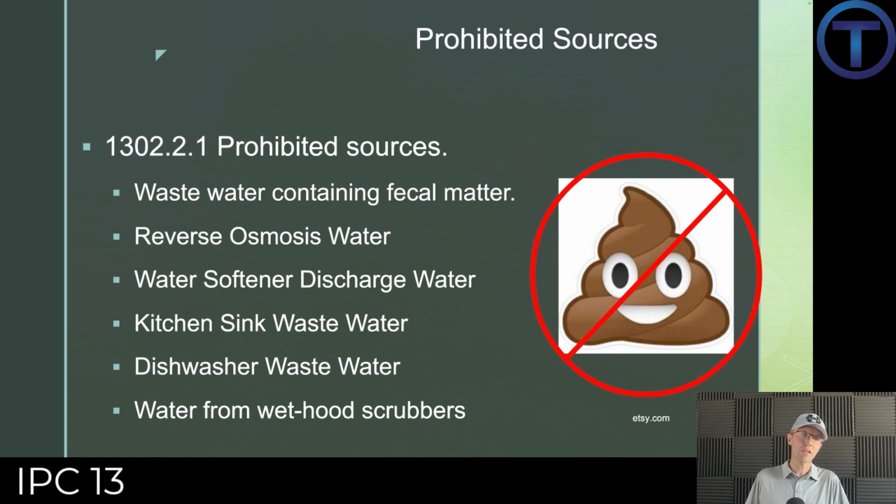And dishwashers are going to have the same kind of water. You get the food and grease off of the dishes. And then finally, water from wet hooded scrubbers. That's more the commercial or industrial stuff. And most of these make a lot of sense, right? You wouldn't want that water going into your gray water. For example, a water softener is going to have salt during parts of that regeneration cycle. It's going to push salt. Having a high content of salt maybe not that great for your fixtures either.